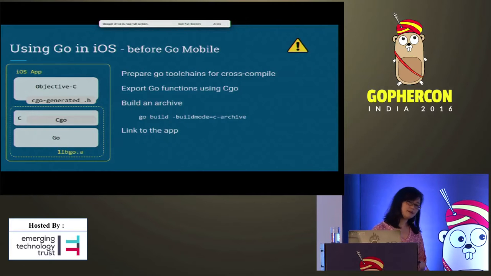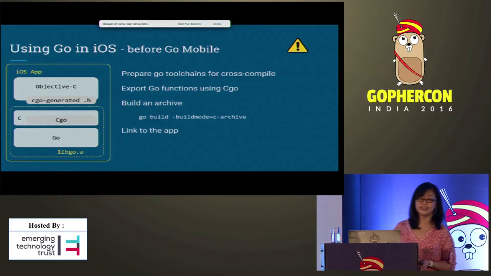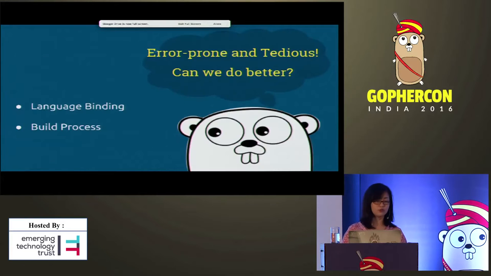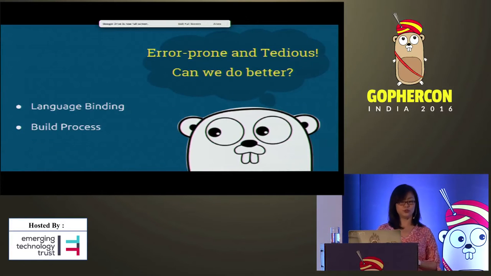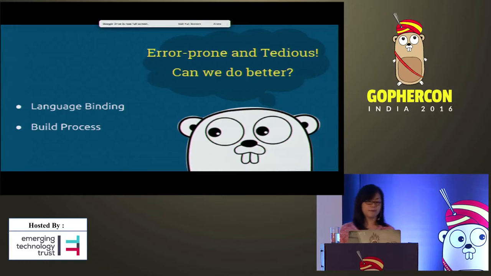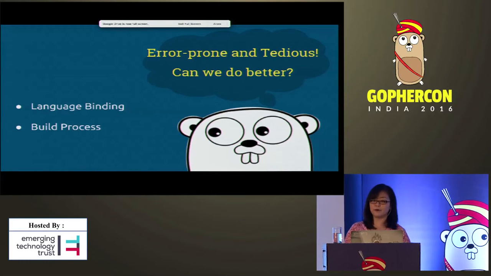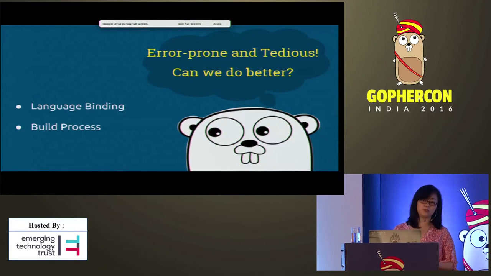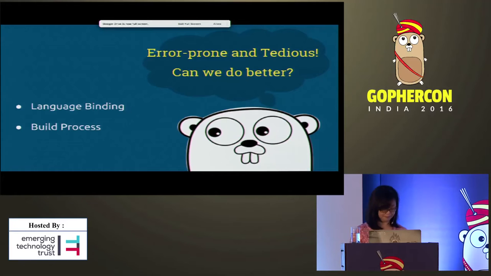And for iOS, it is a little bit better because there is no such thing as JNI. So you just prepare Go toolchains for cross-compile, export the Go function using cgo, and build an archive using the Go build tool, and then link to the app. Yeah, it's doable. Basically, you need to do the language bindings, and you need to do the build process. It's doable, but doing so manually is error-prone and tedious. So can you do better? That is the motivation of all the tools and packages we developed, available in the mobile sub-repository.